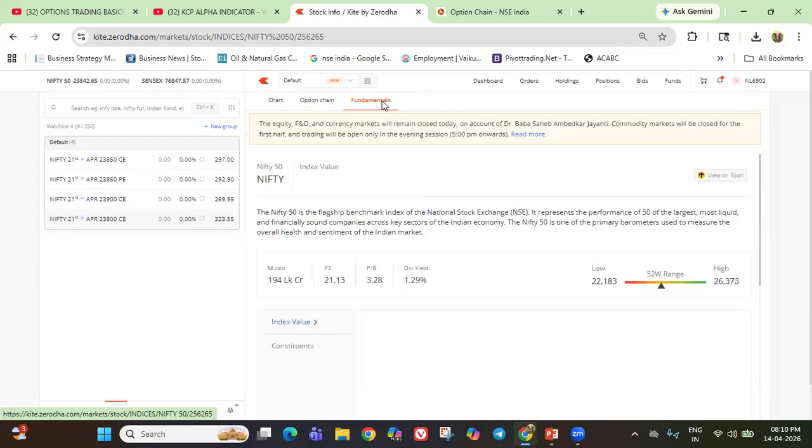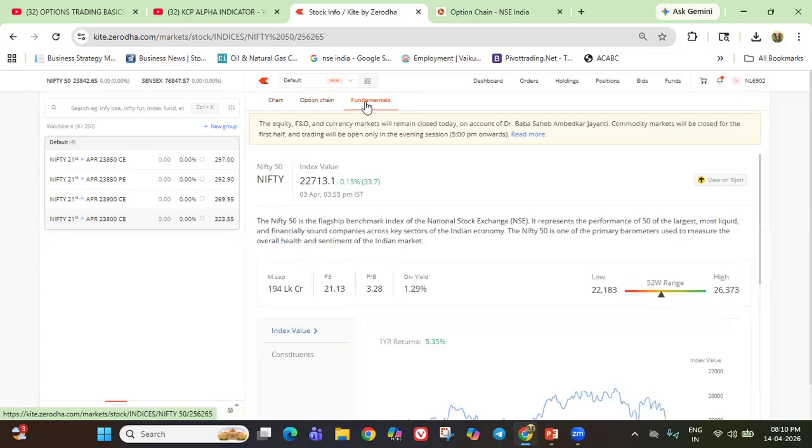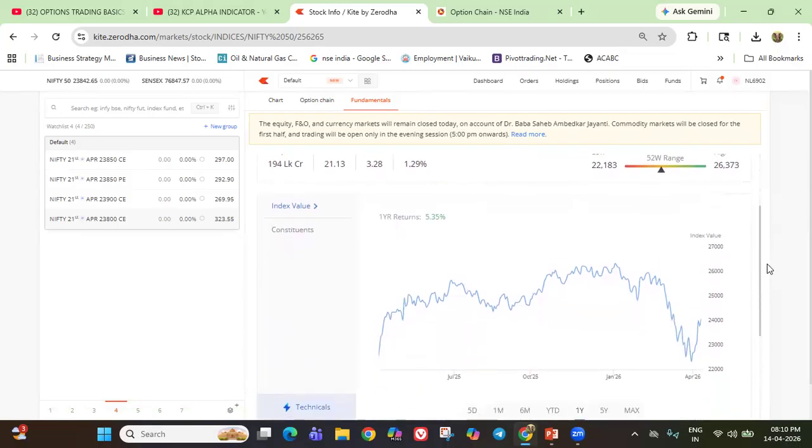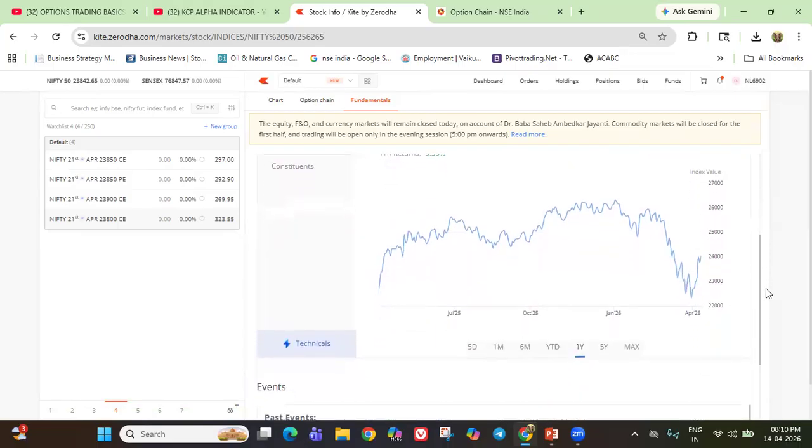Yes. There is a third option called fundamentals. When you click on fundamentals, that chart will show you how the market is going today, and it will give you data from the past 1 year.